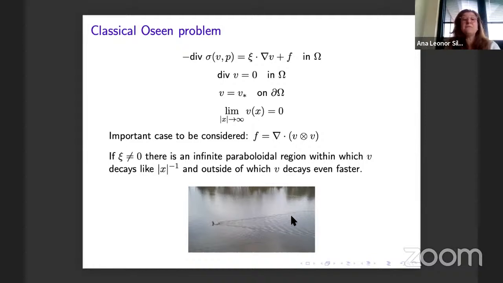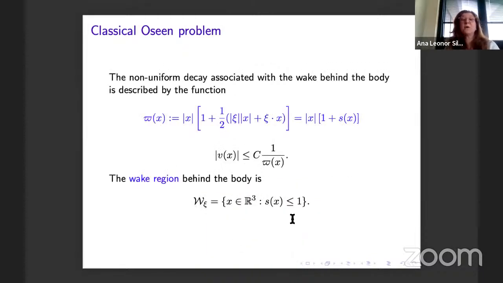And it is going to be different. So what is known is that inside the wake region, the velocity is going to decay like 1 over modulus of x. It goes to 0 like 1 over modulus of x, but outside it is going to decay faster. So let's recall how this decay works, okay? This is also for the 3D case.